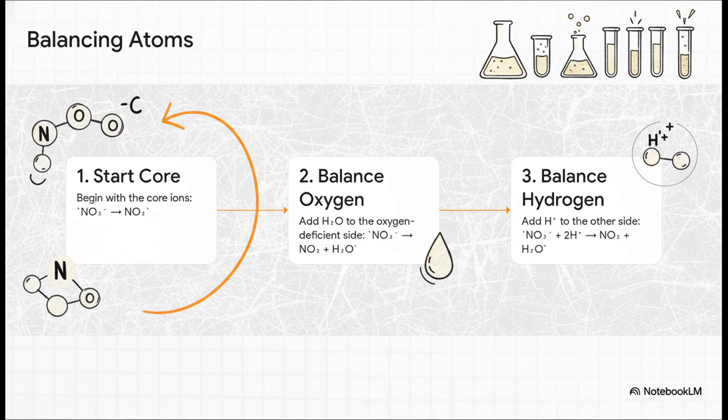We have 2 hydrogens on the right and none on the left. The final rule is just as simple. To balance hydrogen, you add H+ ions to the other side. So we add 2 H+ ions to the left. And now, let's check. 1 nitrogen, 3 oxygens, 2 hydrogens on both sides. Perfect, the atoms are balanced.